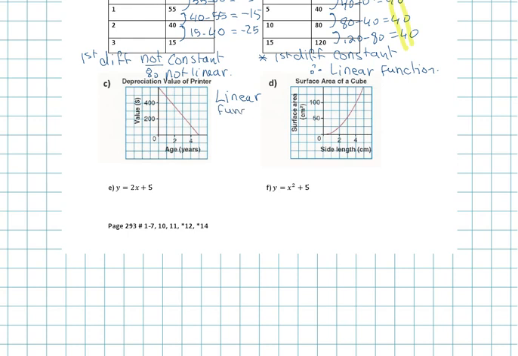And how do you know? Because it's a straight line. How about the second graph? It's not linear. Not linear, right? Because it's not a straight line. It's curving, right?